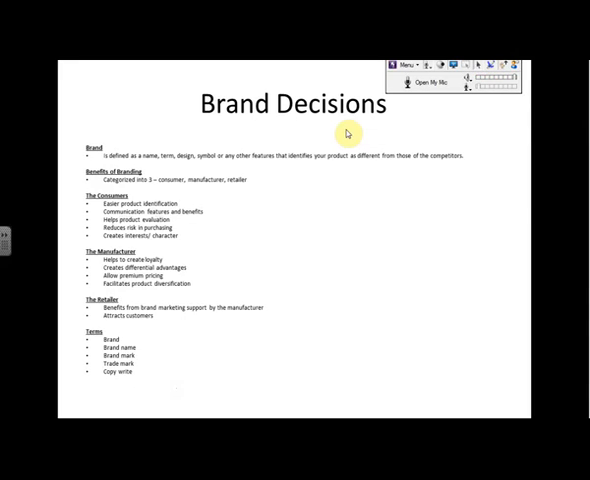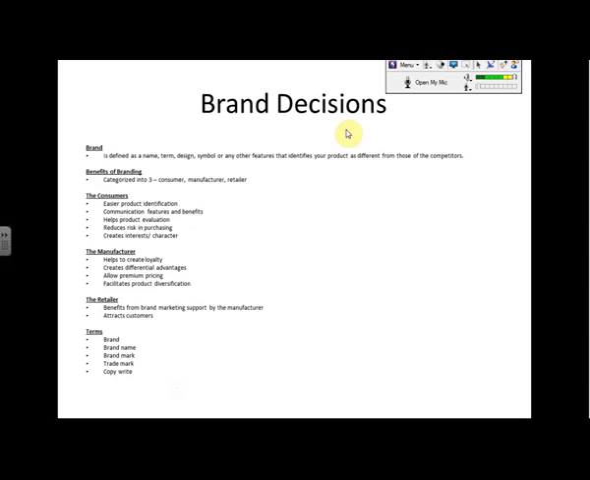The last one of the categories is the retailer. What are the benefits to the retailer? The benefits from brand marketing support by the manufacturer, right? And secondly, it attracts more customers to the retailer when they know that a product is branded. People prefer a product that is well known, that has been on the market for what? For some time.